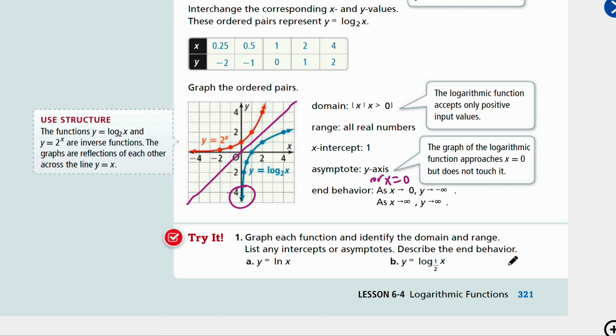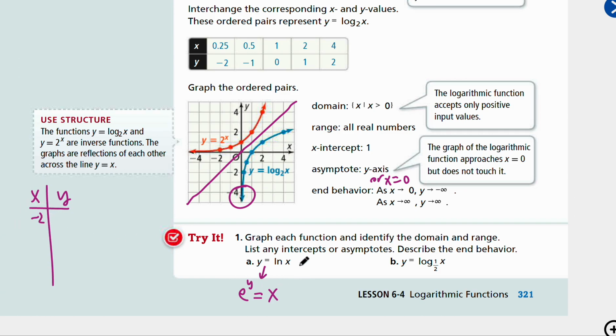Okay, are you ready? So let's look at part A. This is log base e of x, right? So in exponential form, you have e to the power of y is equal to x. So this one, you can use your calculator because e is like pi, where it's an irrational number, and so you can figure it out using your calculator.